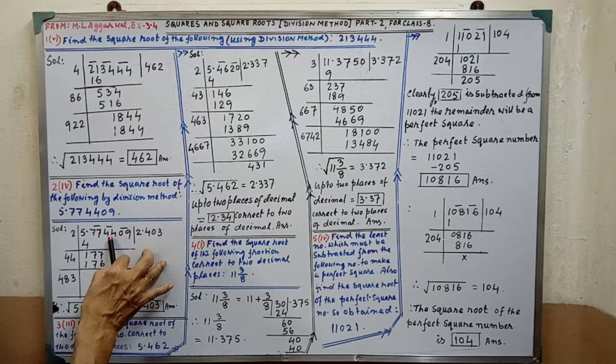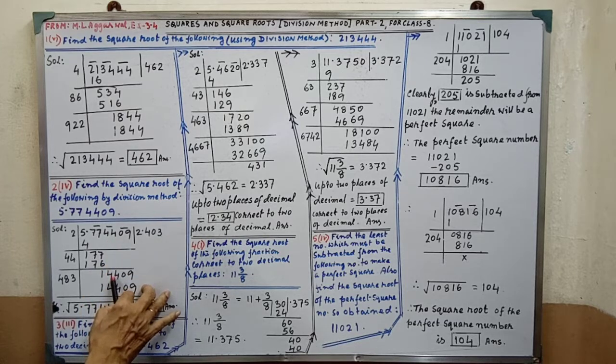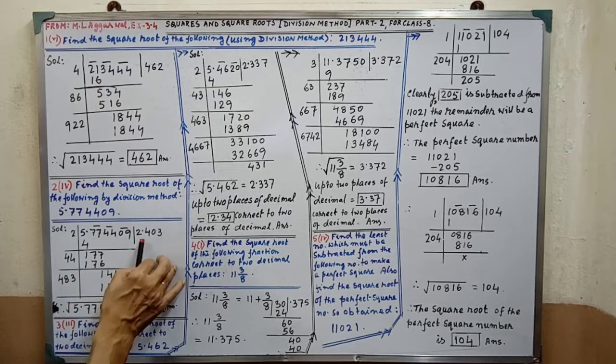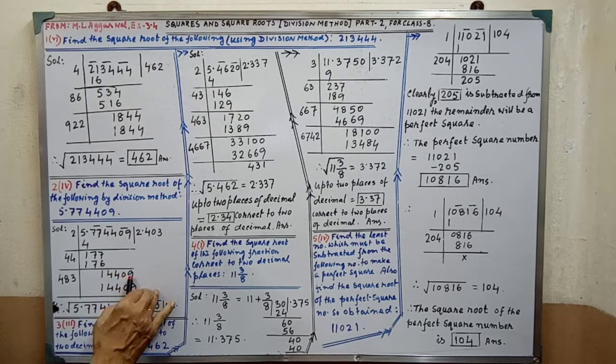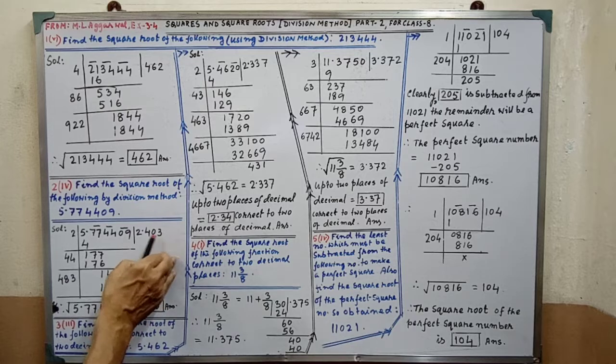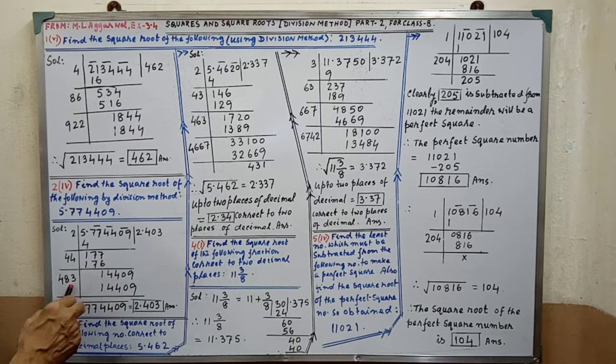Then 4, 4 we are taking, 2 digits. But after taking 4, 4, it is less than this. This is why we have to take 0 in the quotient. For this 0, we will take another 2 digits in this way, 09. Then here will be 3, and here also you have to write 3.